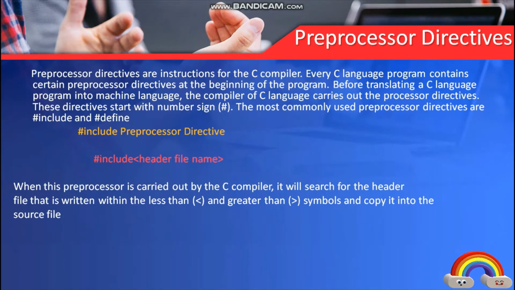And in every program we should use the preprocessor directive at the top of the program. When the preprocessor is carried out by the C compiler, it will search for header files written within the less than and greater than symbols and copy them into the source file. Like you use hash include, less than symbol, then you write your library file, your header file like stdio.h, conio.h or math.h, and you close it with the greater than symbol. So you enclose your header files within the less than and greater than symbols.